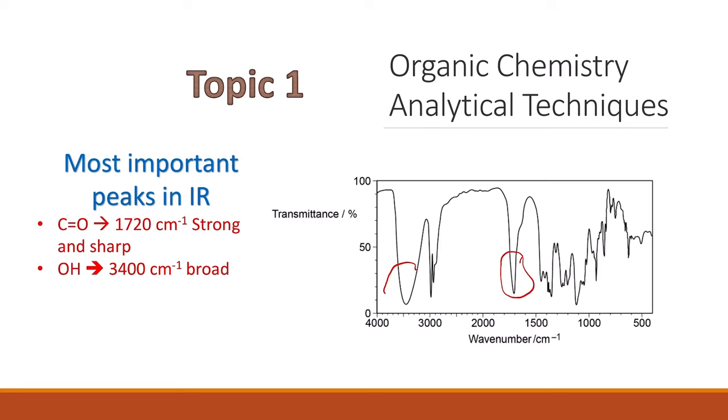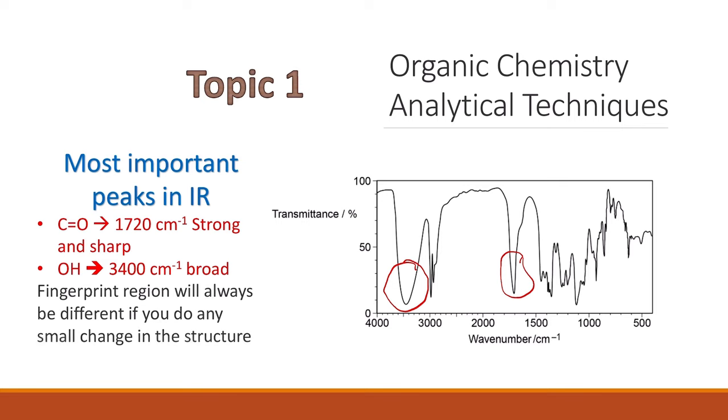And the second one is this broad peak at around 3400, and this is for an alcoholic OH group. Remember that the fingerprint region will always be different if you make any small change in your compound. This region, at the far right, is used to identify the structure, where you can compare it to a data sheet or a data bank to identify the structure of your compound.